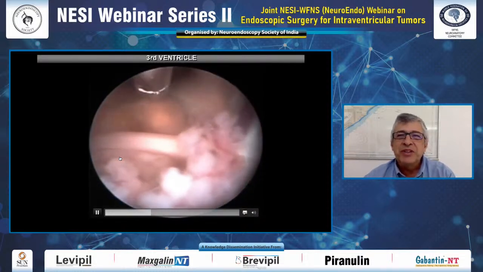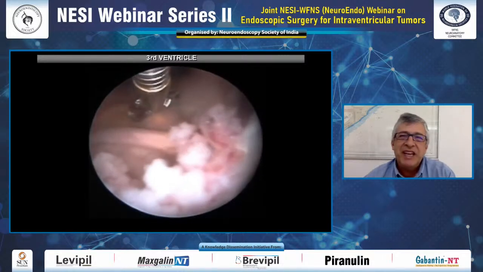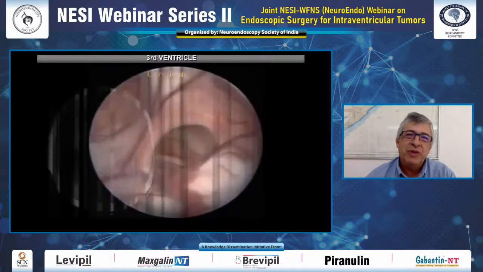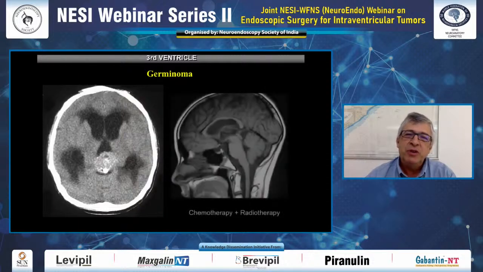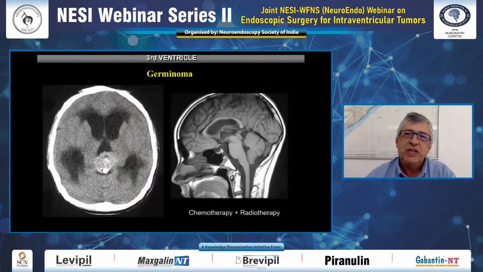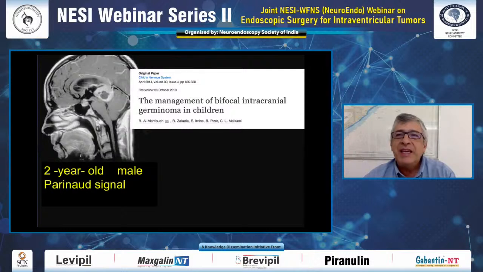You don't need the pathologist. The majority of the cases are a germinoma. You do a biopsy, and it was a germinoma after chemo and radiotherapy. There is some mistake in the literature.